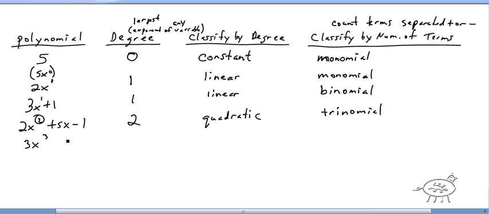3x cubed plus 5x. Okay, the degree is 3. It's the highest exponent. And we call this cubic. Because we've even seen it before, right? A cube, x cubed, is x to the third power. So this is called a cubic. And this has two terms. So it's a binomial.